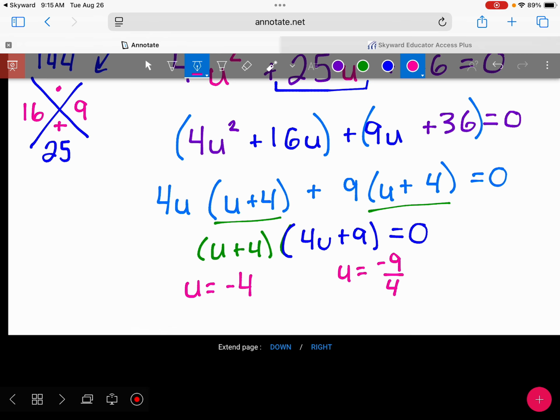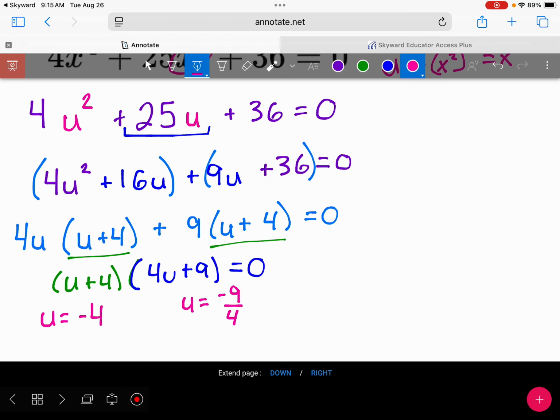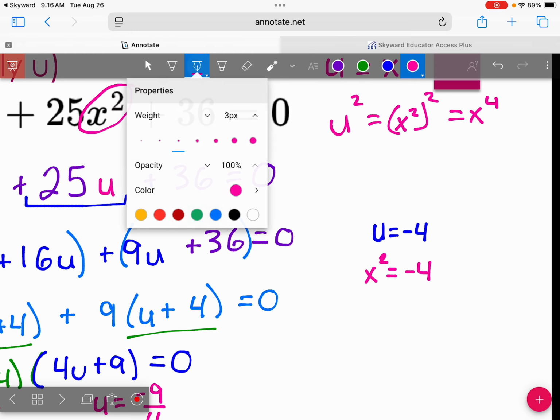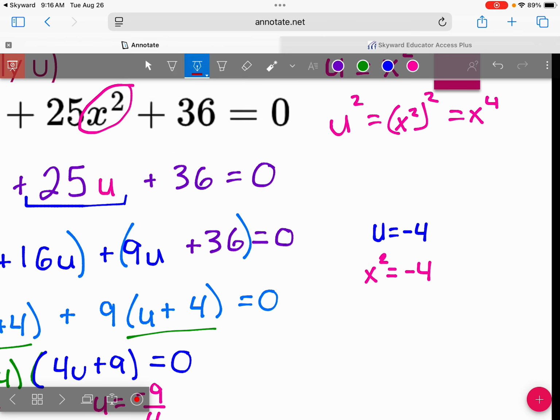But I know that u is x squared. So I can take the fact that I know that u equals minus 4 and switch that back out. I want x squared equals minus 4. What's x going to be? How do I get x by itself? Square root both sides. How do I simplify square root of negative 4? Plus or minus 2i. I have 2 roots right there.